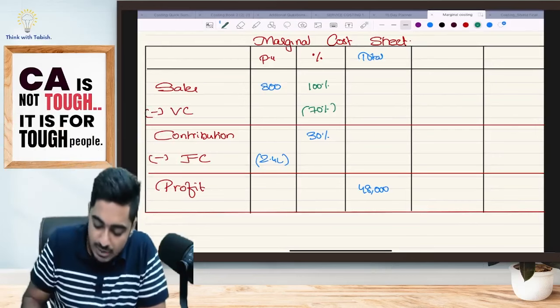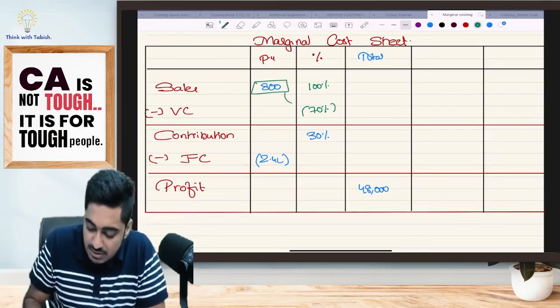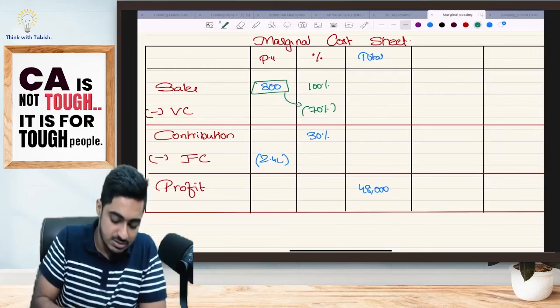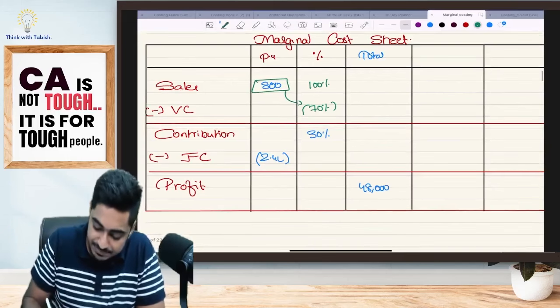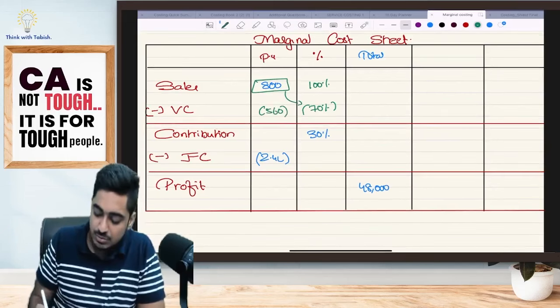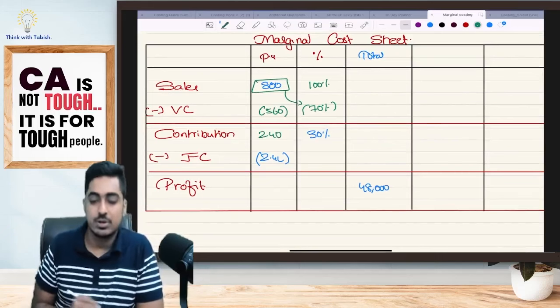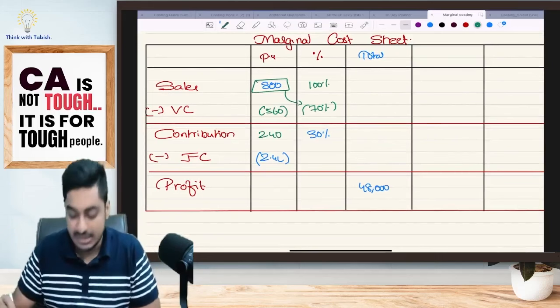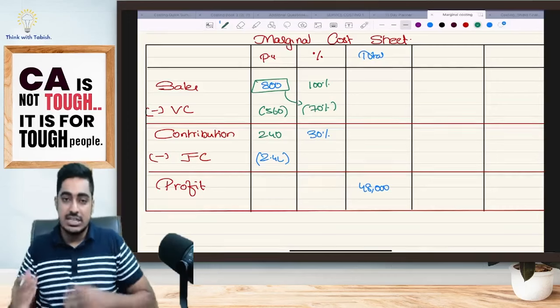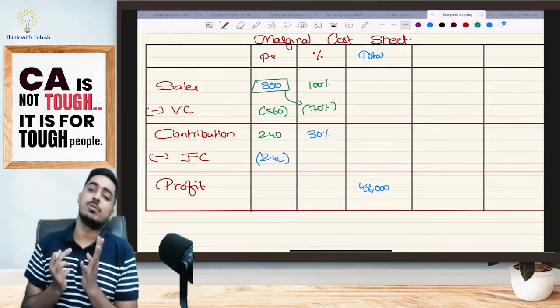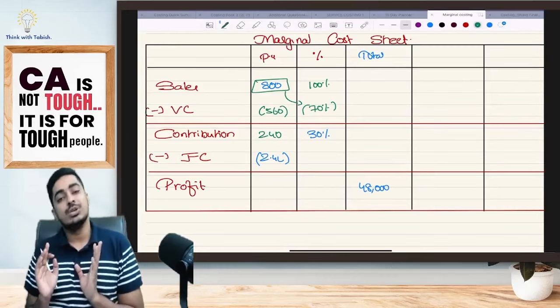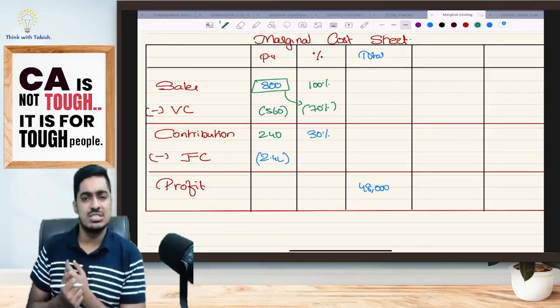Okay, sir. Now 800 is my selling price. Variable cost is 70% of that. Into 70, is it 560? Yes, contribution is 30% of that: 240. Yes, sir. Total, I want a profit of 48,000. Tell me, I want ultimately 48,000 profit. For that, how much contribution is needed? Whether 48,000 contribution is sufficient, students?